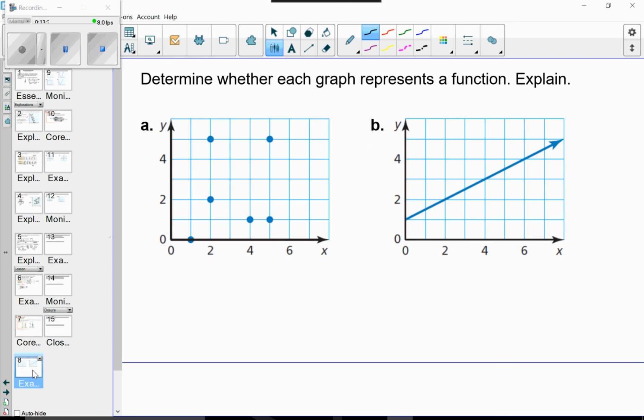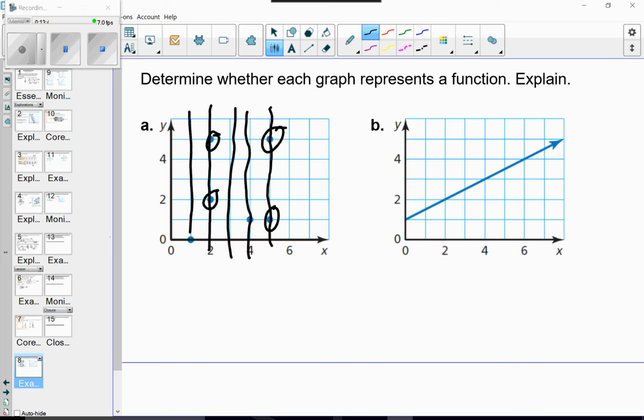So let's try it here. Determine whether each graph represents a function. So let's try it. Here's a vertical line, and it passes through or touches the graph twice. That's bad. Over here, it touches once. This time, it doesn't touch at all. This time, it touches twice. That's bad. This time, it touches once. So at any point for any number of vertical lines you draw, if it ever passes through or touches more than one point, it is not a function.